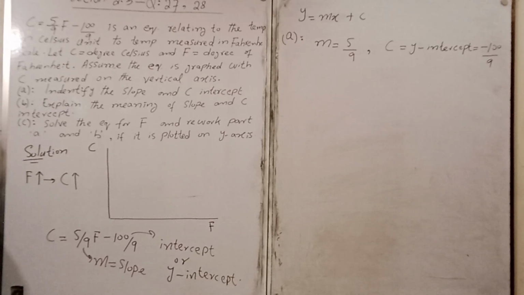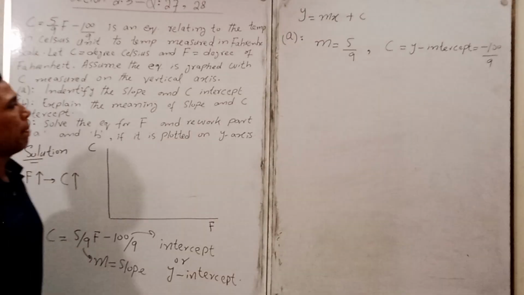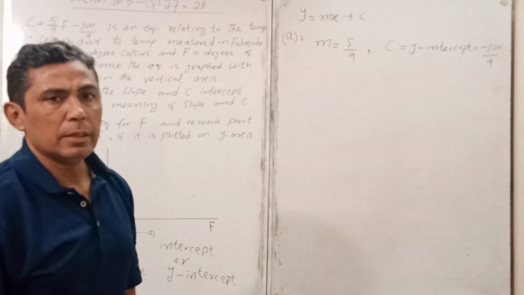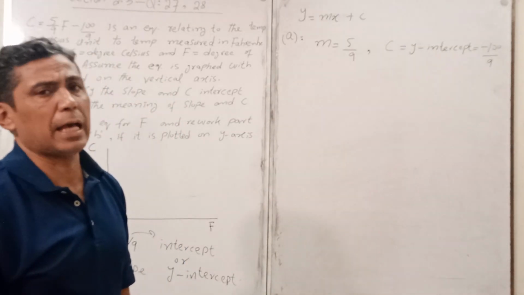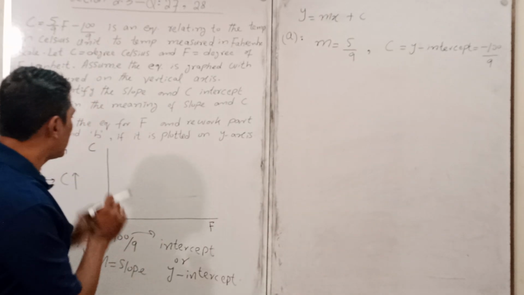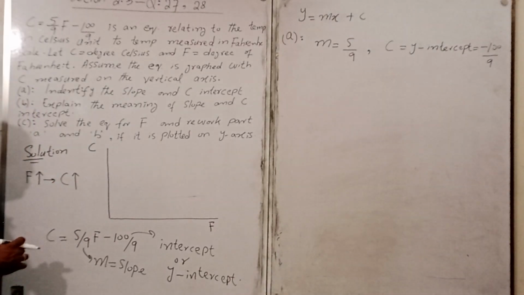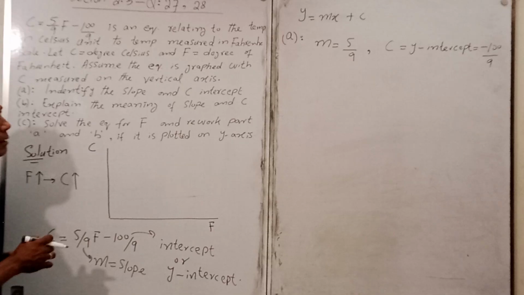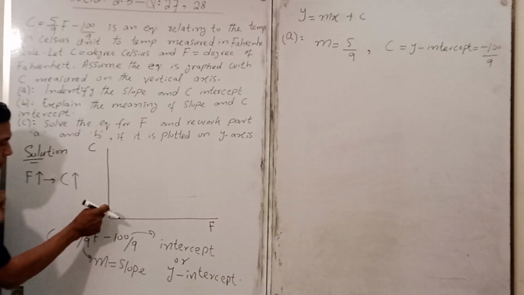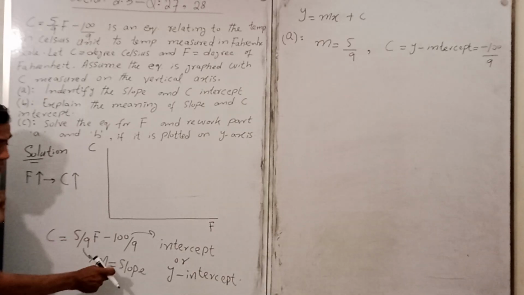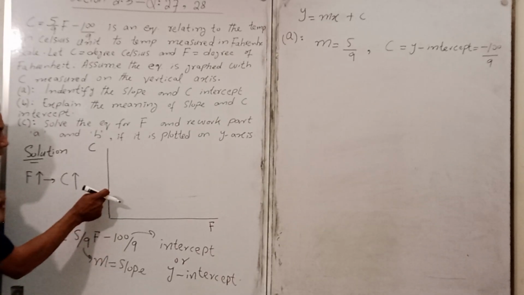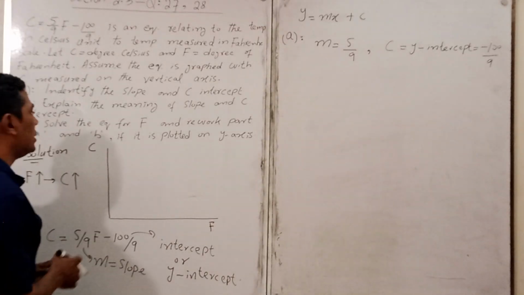For example, if I ask you to mention this slope and intercept on the axis, or the coordinates of the axis, what does it mean? Whenever we talk about a negative y-intercept, it means that we move in this direction. So the negative intercept will be here and the positive intercept will be here. Clear? So look at this one.